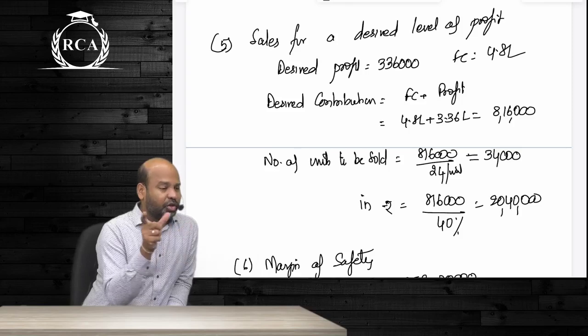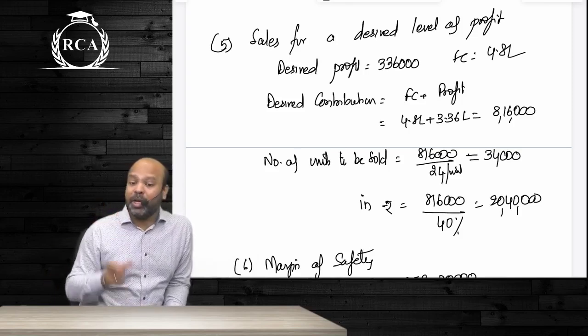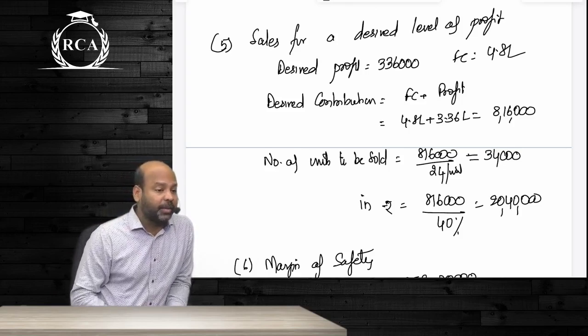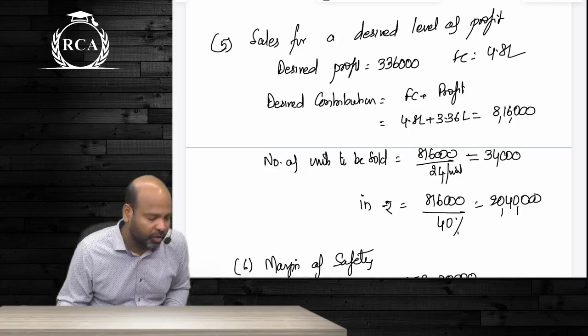Your contribution should be equal to the amount of fixed cost plus profit. So you can either divide by contribution per unit, or you can divide by PV ratio. You will either get the answer in units or you will get the answer in rupees.